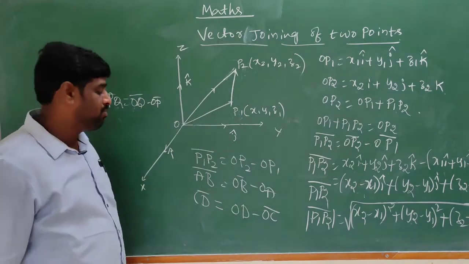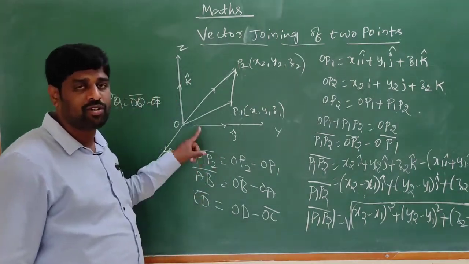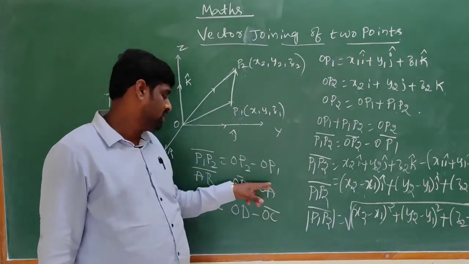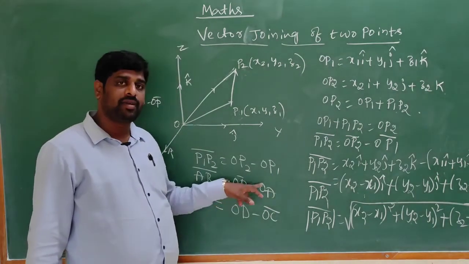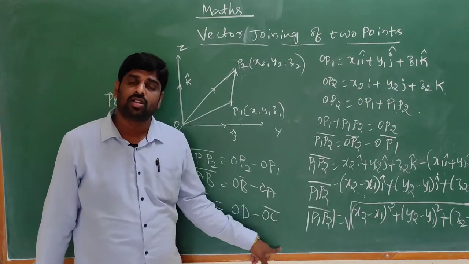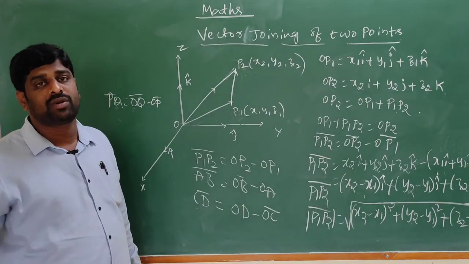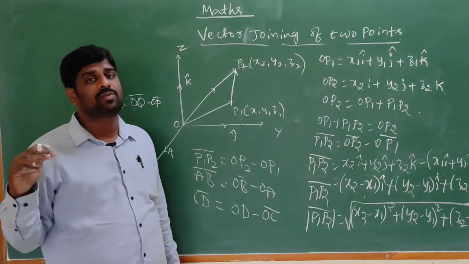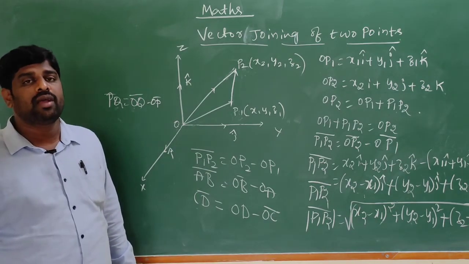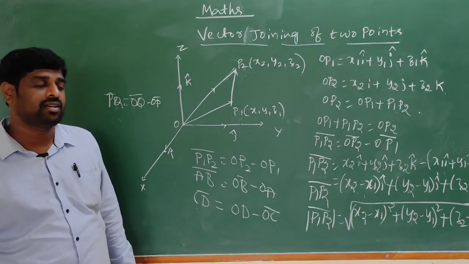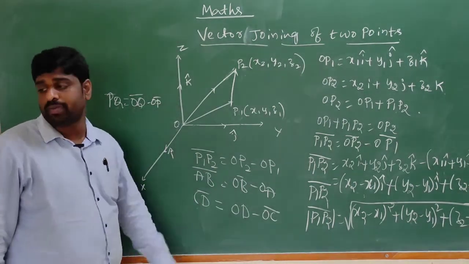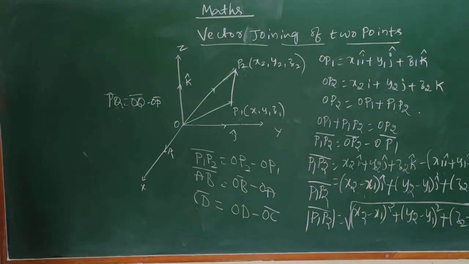Similarly, different positions can be written differently. So P1P2 can be written as OP2 minus OP1. AB bar can be written as OB bar minus OA bar. CD bar can be written as OD bar minus OC bar. Anyone you can take. Suppose RS bar, RS bar means OS bar minus OR bar. Suppose KA means OA bar minus OK bar, like that. Suppose PQ bar is OQ bar minus OP bar. So this is the vector joining two points.